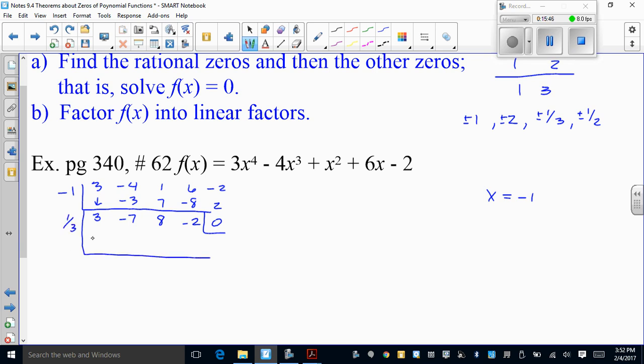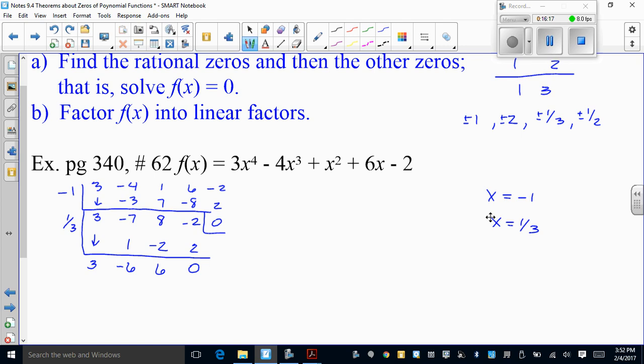Bring down the 3, I get 3, and 3 times 1/3 gives me 1. -7 and 1 is -6. This is good so far. We want to be able to get rid of that fraction. -6 divided by 3 is -2. Bring this down and we get 6. 6 divided by 3 is 2. And we get the remainder of 0. So now we have x equals 1/3 is a 0.